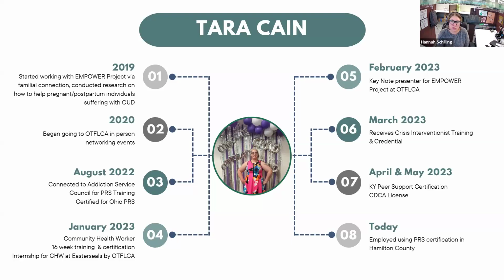And she was able to get that certification and that entire training covered through an internship that On the Front Lines partnered with. She then was able to do her first keynote presentation as a member of Empower, where she had never presented to a large group. She was able to create that presentation on her own. Then she also got her crisis interventionist training credential through a partnership of On the Front Lines, got her Kentucky peer support certification, and today she is currently employed using her peer recovery support certification here in Hamilton County.